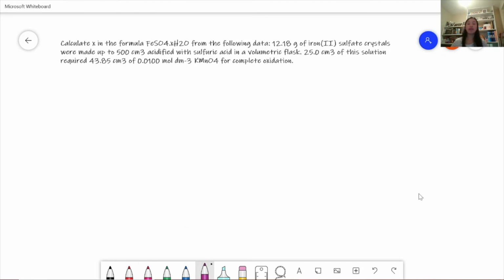So what we do first is write out the equations. If you've already memorized them, then you don't need to do this step. But I always like to do the half equations and then combine them to make the full equation, so I definitely know that I've got it right. We know that MnO4- ions are reduced to Mn2+ ions.